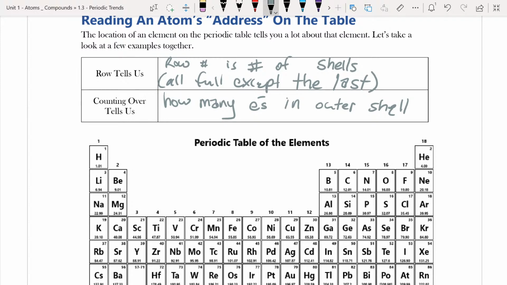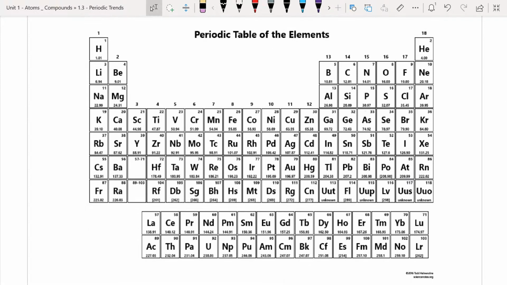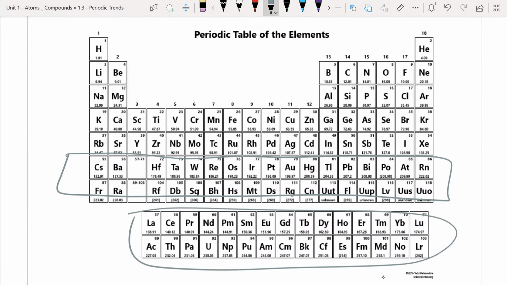Awesome. By the way, I want to make one little note. Does everyone know that these 2 rows are actually way longer than they look? To make the table not be way too wide, because see how the table keeps getting wider, right? Like the first one's only 2, next one's 8, 8, then 18. These 2 rows actually have this in there. Can you see that? These 2 rows actually belong in these rows.